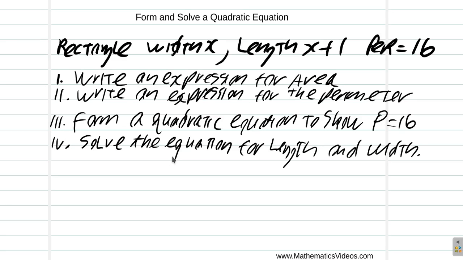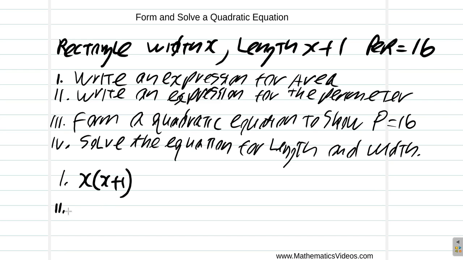For this question, you're given a rectangular football field. The width is x and the length is x plus 1. The perimeter is 16. You must write an expression for the area. In this case, you multiply the length by the width to get the area. So for part 1, the answer would be x times x plus 1 for the area.